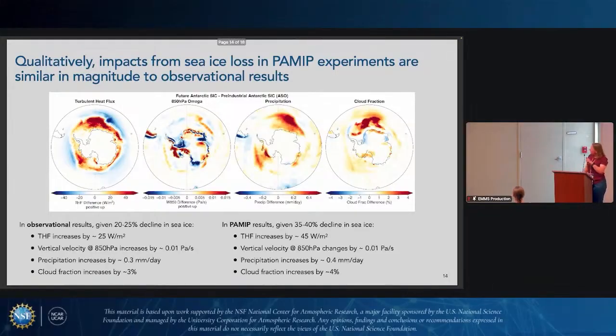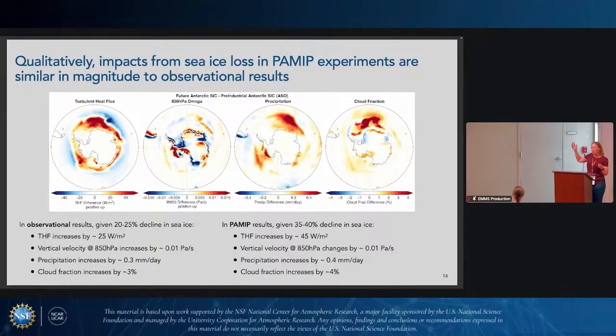We can start to compare these results with the observations a bit more. For the observational results, the regressions were all per standard deviation of sea ice, which works out to about a 20 to 25% decrease in sea ice. In these PMIP experiments, the change in sea ice between the two simulations was about 35 to 40%. So given those two amounts of decrease in sea ice, what's roughly the amount of increase of turbulent heat flux, precipitation, and cloud fraction compared between these two results? What I want you to point your eye to is that there is an increase in the amount of turbulent heat flux in the PMIP results, and in precipitation and cloud fraction, but it's only a little bit of a change.